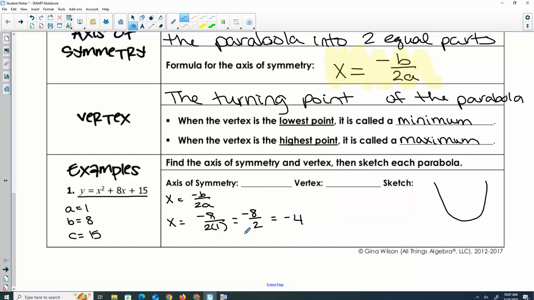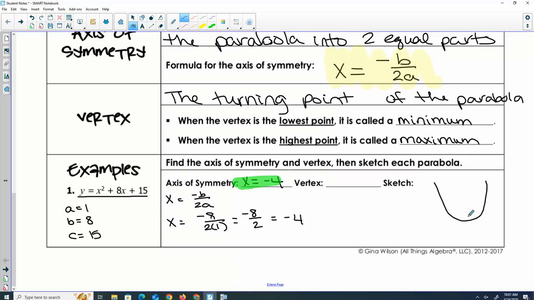Now the axis of symmetry is a line, so you have to make sure you give me the full equation of the line. So you have to include the x equals with that. So x equals negative 4 is the axis of symmetry. That's the vertical line that would cut our parabola in half. You have to write x equals negative 4. If you just tell me negative 4, it's wrong, because that's a number, not a line.